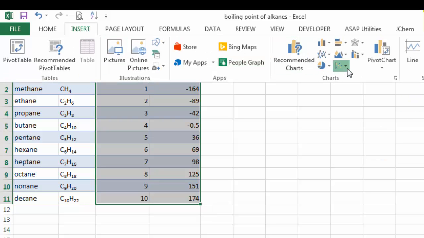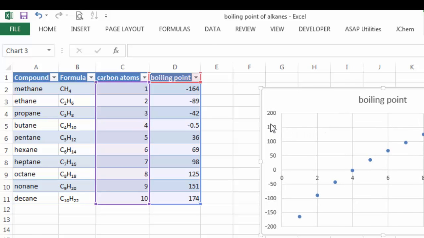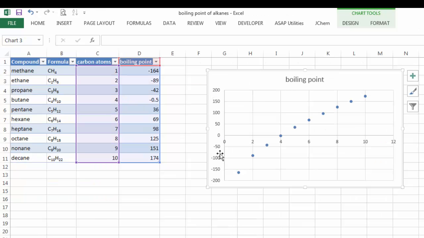here the chart, scatter plot. I need a scatter plot. There we go. So we've got the boiling point on the y-axis and the number of carbon atoms on the x-axis.